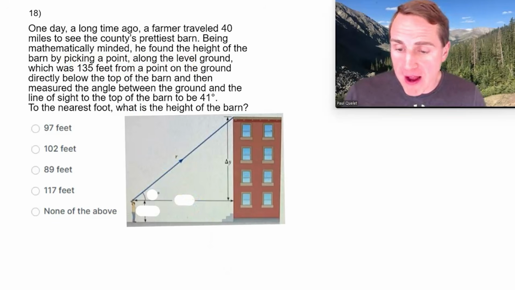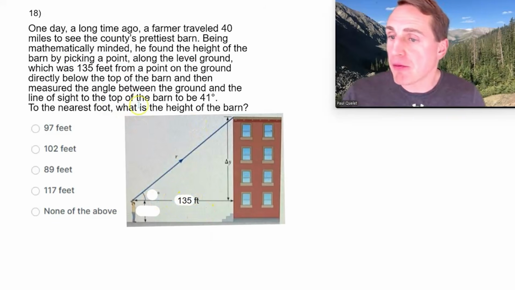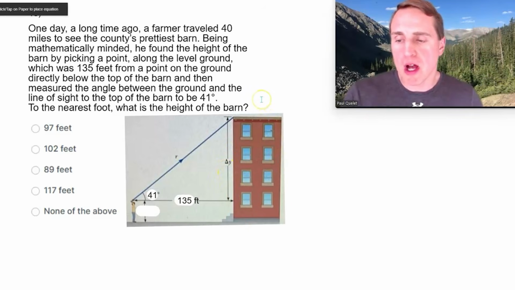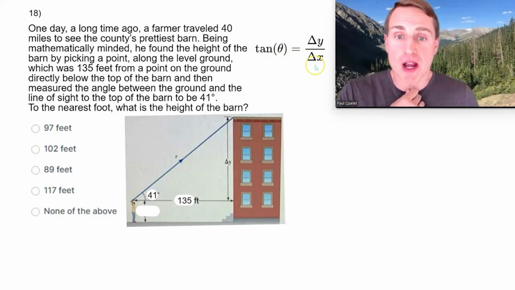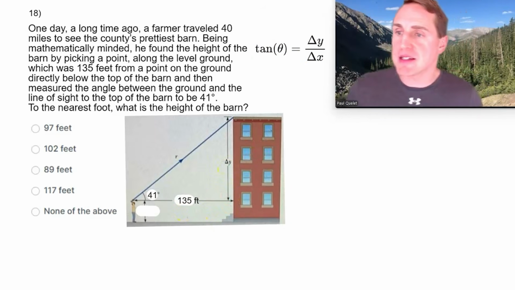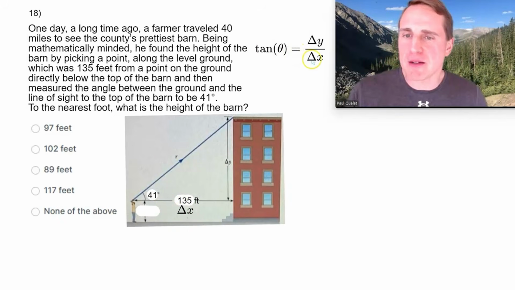We're 135 feet away. So I'm going to label that as this horizontal distance, from a point on the ground directly below the barn. And then the angle is 41 degrees. So we want to know what this delta y is. So delta y would come from the tangent function because it'd be opposite over adjacent. Tangent of theta is going to be delta y over delta x because delta y is the height. Delta x is this horizontal distance the farmer is away from the barn. We can multiply by delta x and then put the numbers in, get delta y.